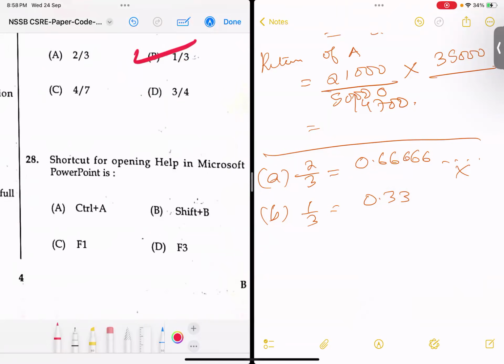Question number 28. The shortcut for opening help in Microsoft PowerPoint is F1. Control A is to select everything, but if you press F1, it is the shortcut for opening help.